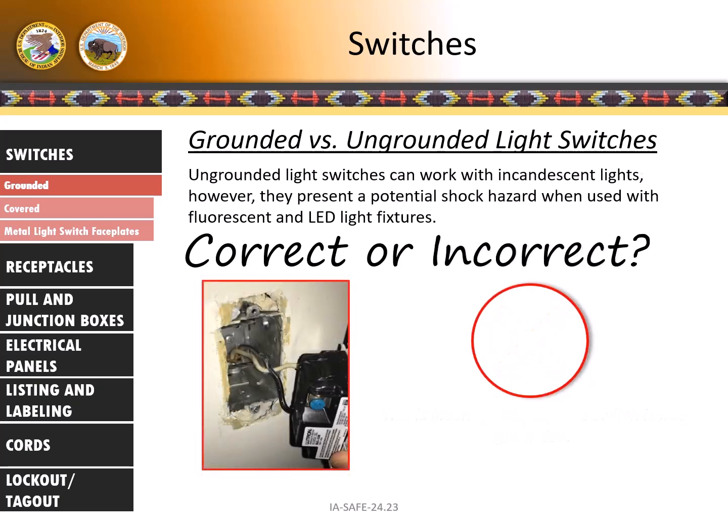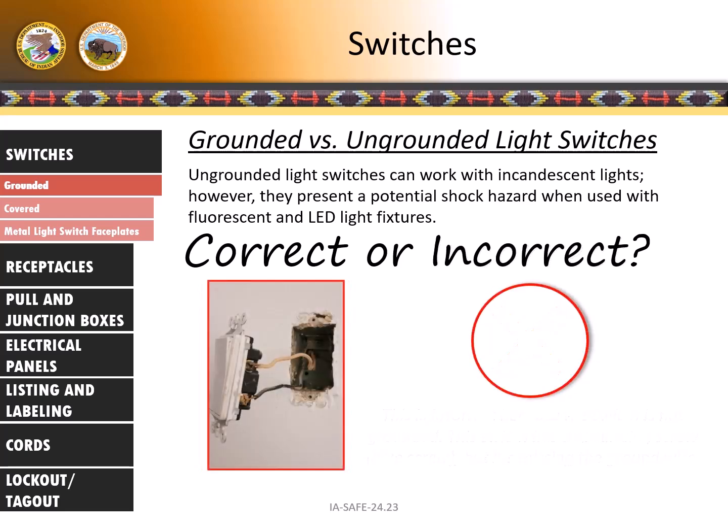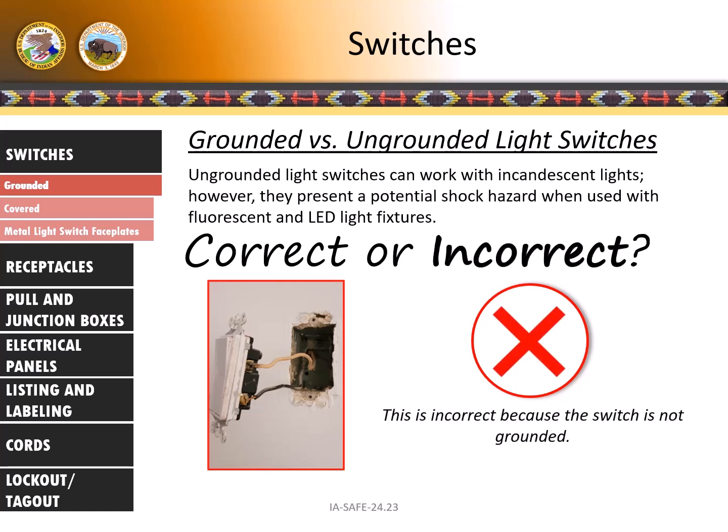Is this example correct or incorrect? This is incorrect because the switch is not grounded. This switch has a grounding screw, blue screw, but it's missing the ground wire. Is this example correct or incorrect? This is incorrect because the switch is not grounded.